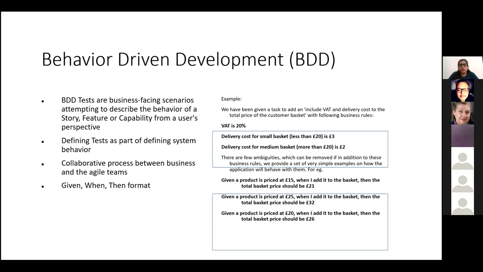We have been given a task to add VAT and delivery cost to the total price of a customer basket. Let's say the business gives us a business rule that VAT should be 20%, the delivery cost of a small basket which is less than 20 pounds should be 3 pounds, and the delivery cost of a medium basket which is more than 20 pounds should be 2 pounds. This amount of requirement is sufficient for us to start coding and go further in our software development lifecycle.